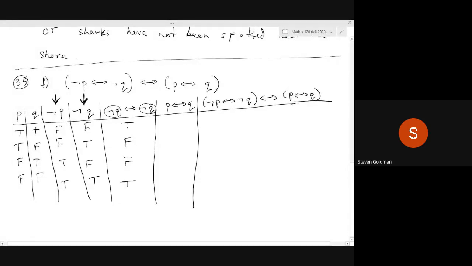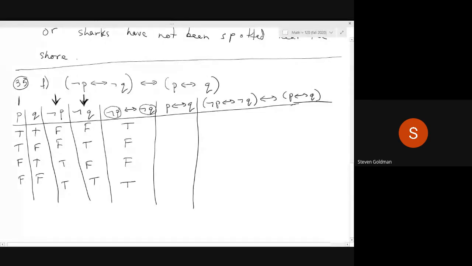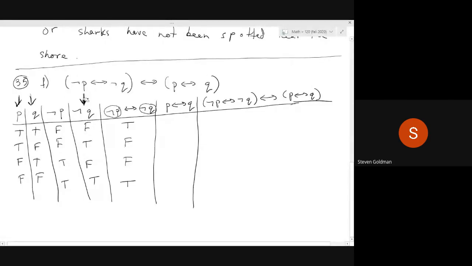I have P if and only if Q, so now I'm looking at P and Q. Again, a biconditional is true when both sides have the same truth value. So first row, true, true, true. True, false: different truth values, false. Different truth values, false. False, false, true.